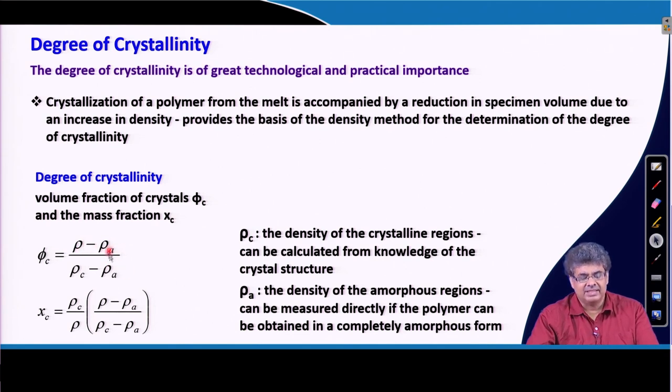So, we can get the density of the amorphous polymer easily if we cool the polymer sample from melt, then we can actually get a 100% amorphous polymer whose density we can measure, but a 100% crystalline polymer is not possible. So, for that we can use some model or theoretical studies to find out the density value, or the value of rho c, from the crystal structure. So, rho c can be calculated, and rho a can be obtained from experiment, and rho can also be obtained from experiment. So, from that we can get the values of phi c and x c.